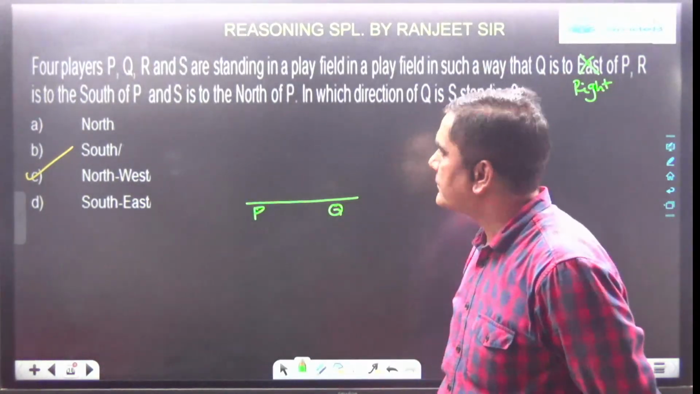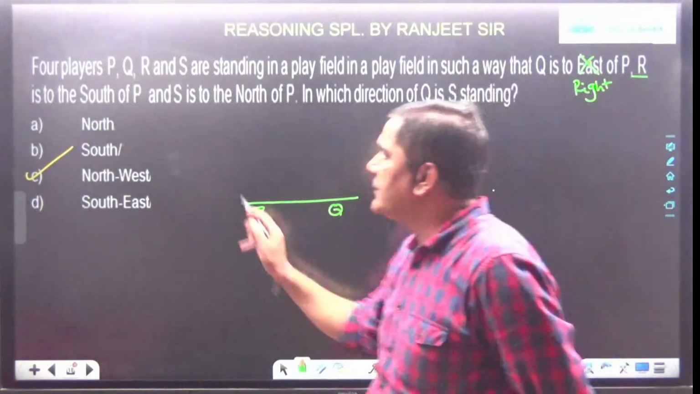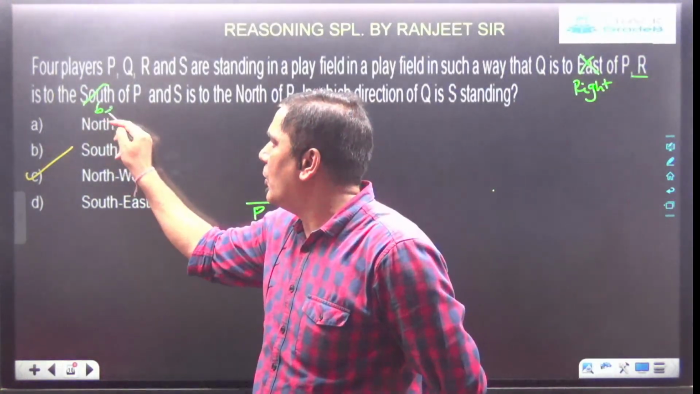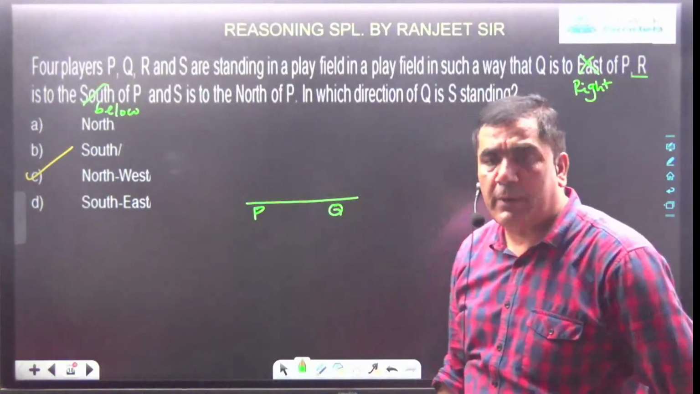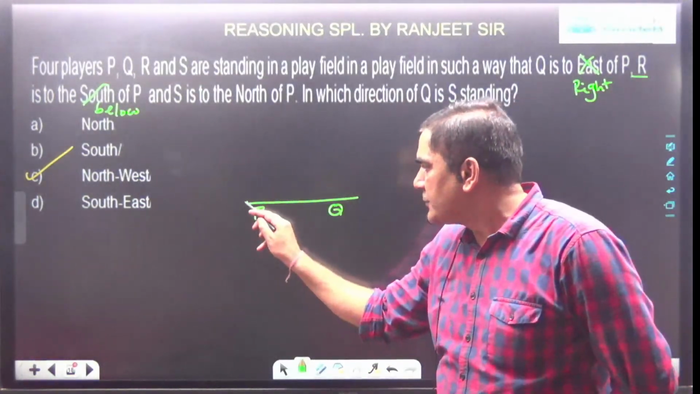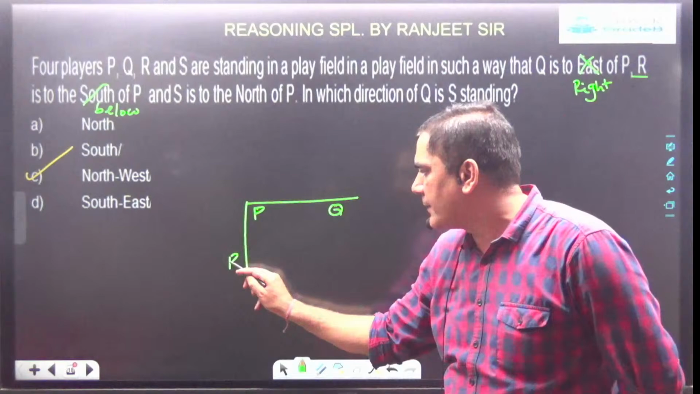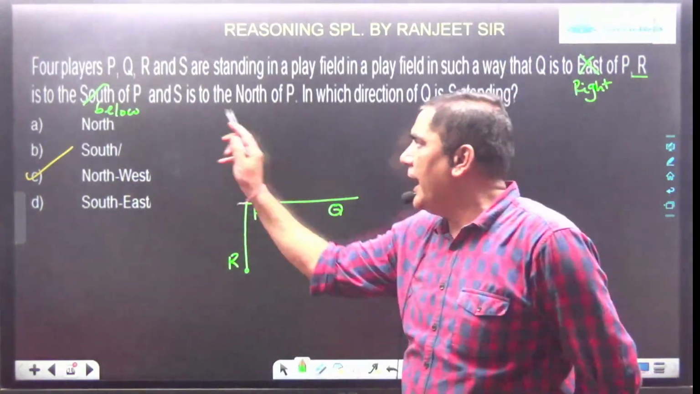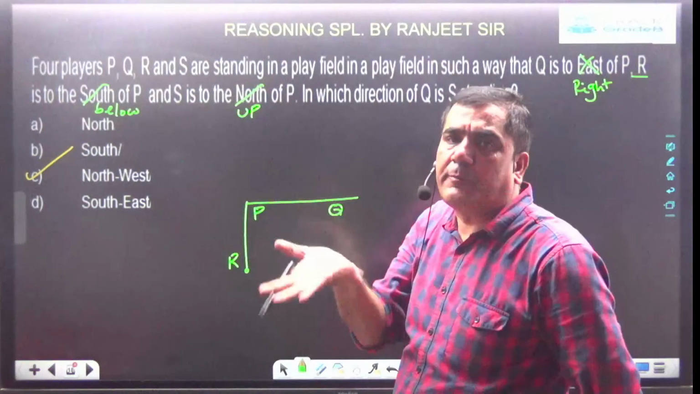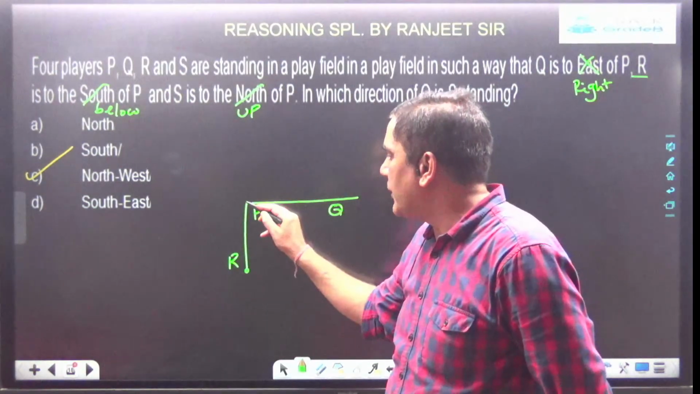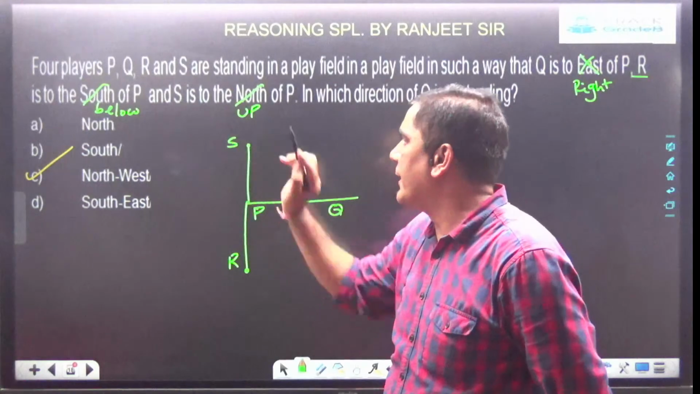Next one, R. R is to the south. South means below. So R should be below P. P is over here, so below should be R. Next one, S is to the north. North means up. So S should be above P. P is over here, so S should be above, over here.